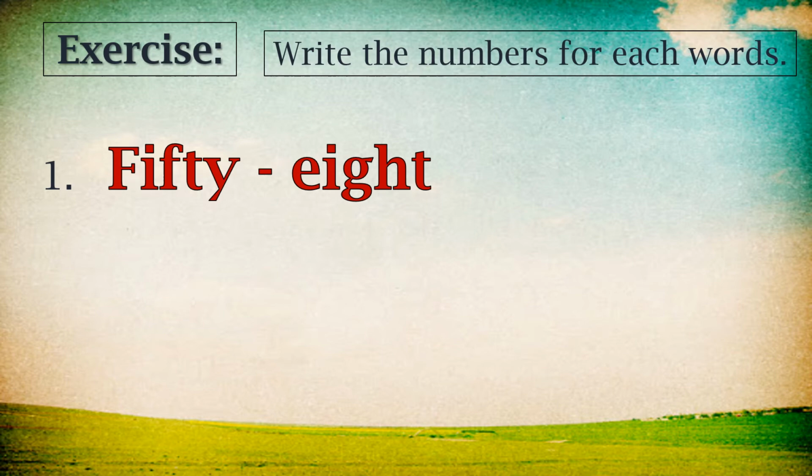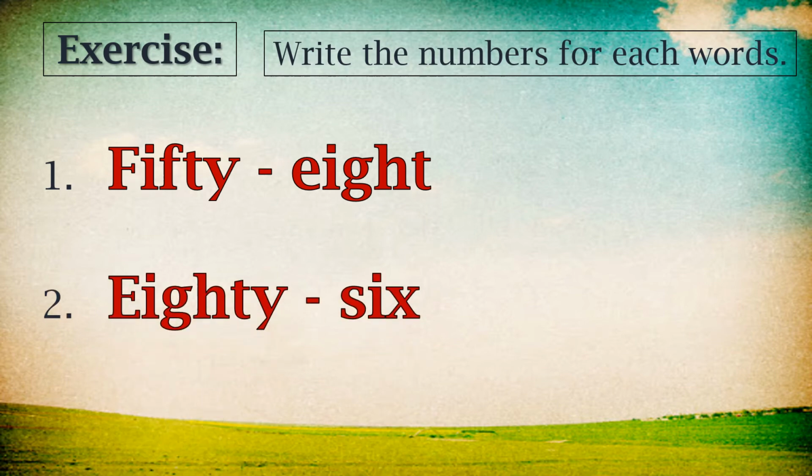Okay. Now, ask your mom and dad or someone in your family to help you read and write these numbers. Number one is 58. Number two is 86. Again, number one, 58. Number two, 86.